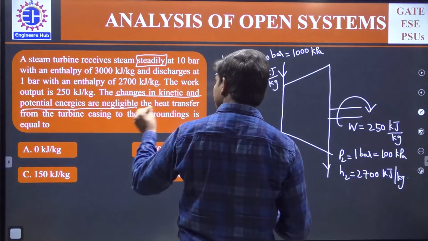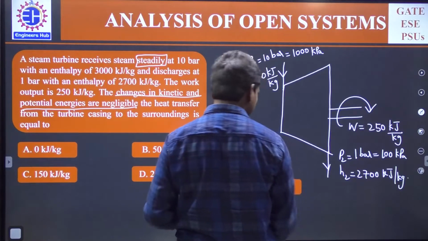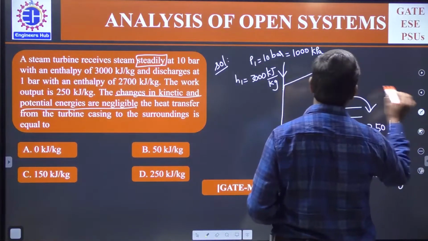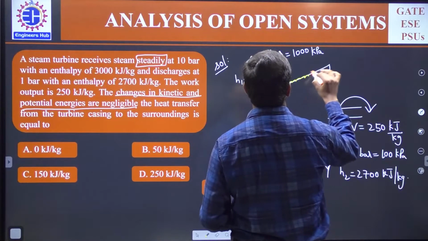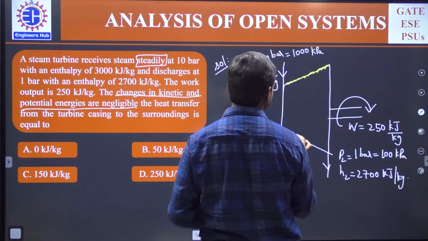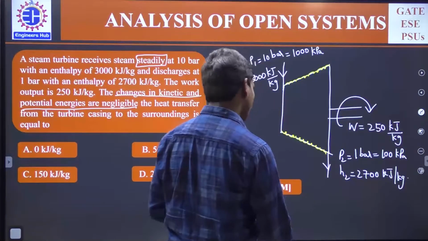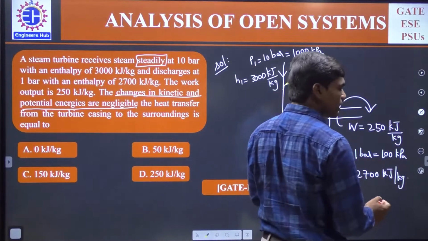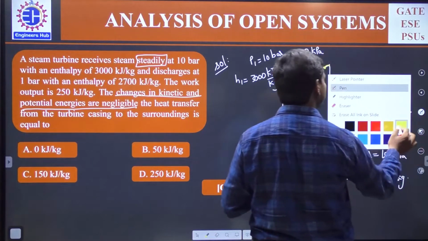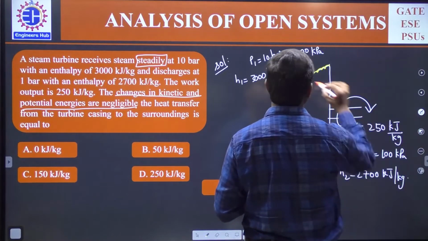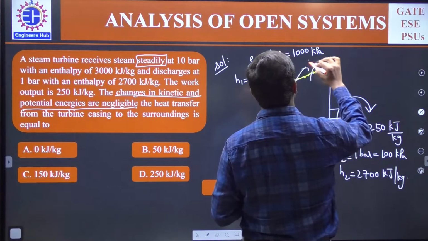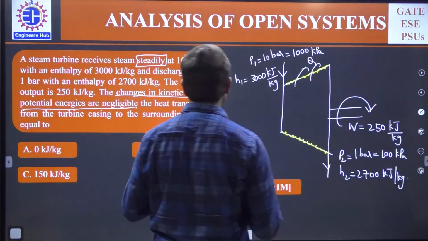Then the heat transfer from the turbine casing. Generally, these turbines have casings to prevent heat loss. But even with proper casing, there will definitely be some heat losses. Of course, they can be very small compared to the actual values, but practically speaking, there will be some heat loss. So what is that heat loss to the surroundings?